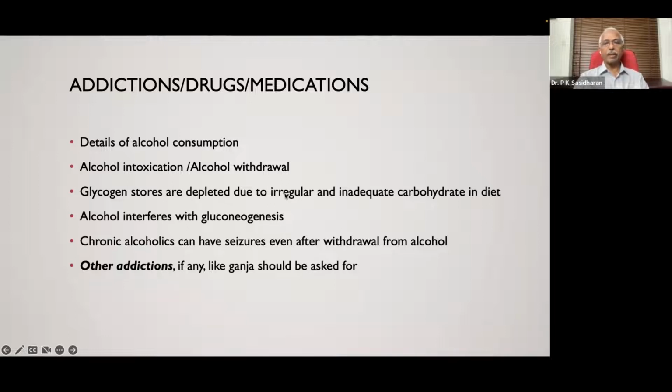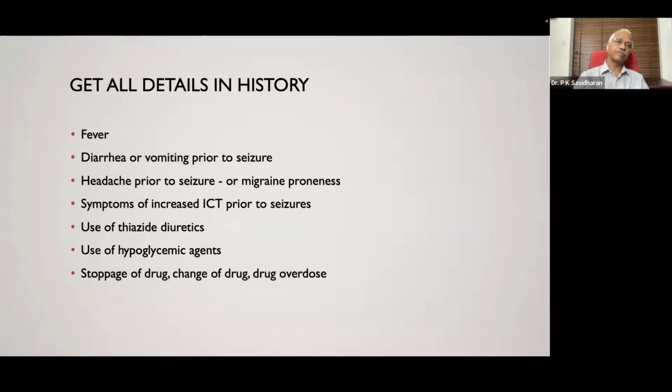And in addition to that, alcohol has a direct interference on gluconeogenesis by the liver. So alcoholics are prone to hypoglycemia during alcohol intoxication or on alcohol withdrawal. So hypoglycemia is the commonest cause for seizure discharge in a patient who is an alcoholic, even if it is acute alcohol intoxication. Chronic alcoholics can have seizures even after withdrawal from alcohol. And other addictions like ganja has to be asked for in patients who are brought with seizures.